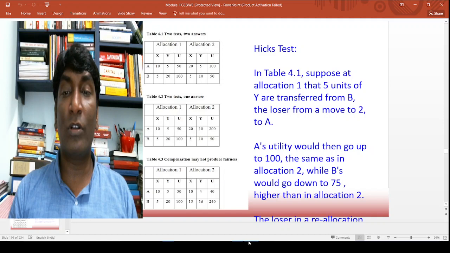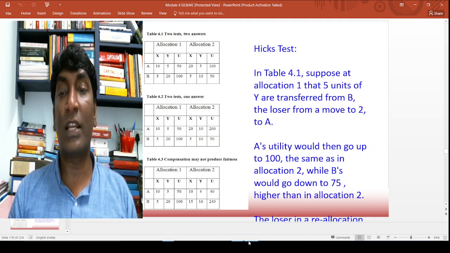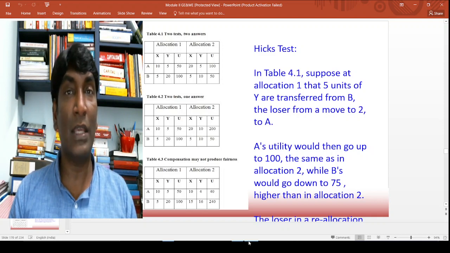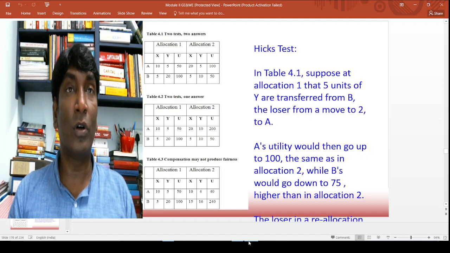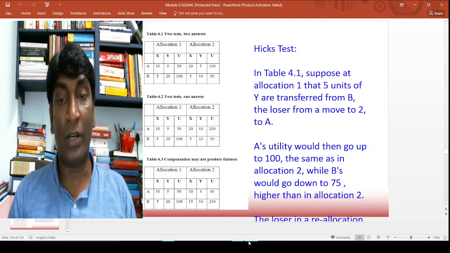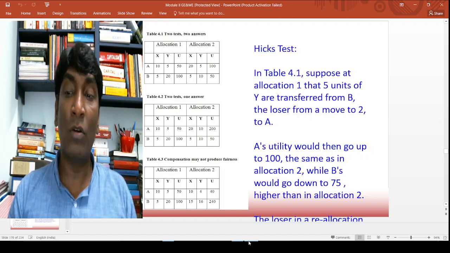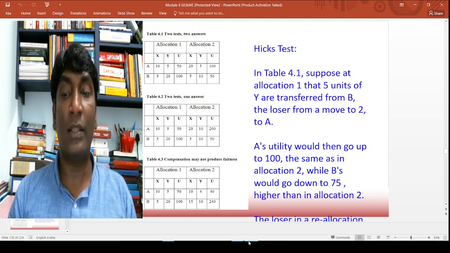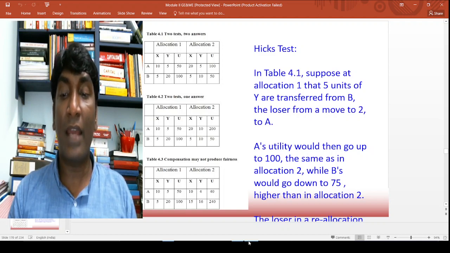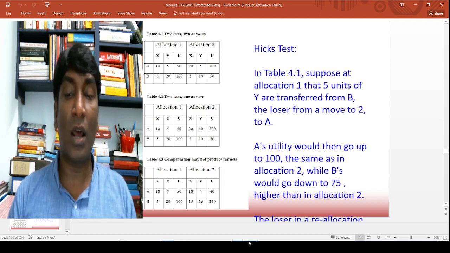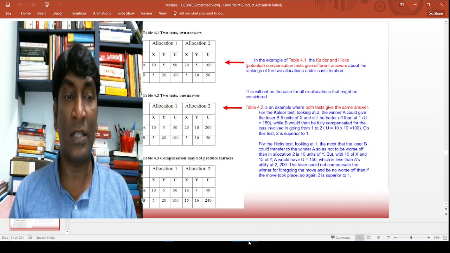So let's look into the table for 1. Suppose at location 1 that 5 units of Y are transferred from B to A, the loser from a move to 2. So A's utility would go up to 100, the same as the allocation 2, while B's would go down to 75, higher than in the allocation 2. So the losers in a reallocation in that sense.